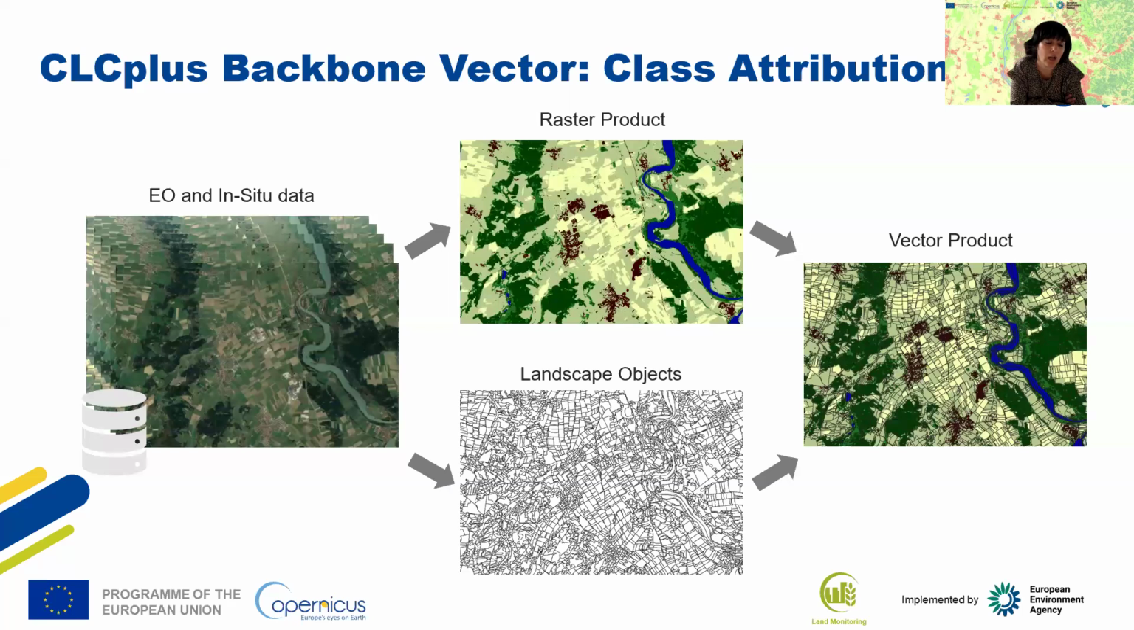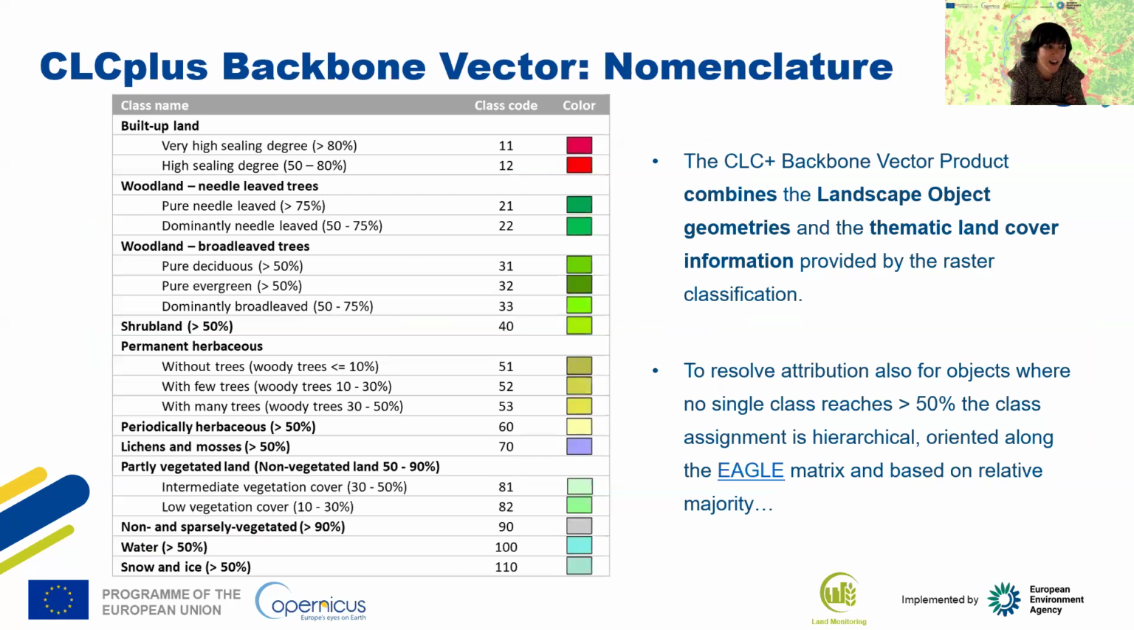As I mentioned, we will have these landscape objects that are coming from Earth observation and in situ data. And together with the raster product presented by Fabi, we create the vector product. So what does the vector product finally look like? Can you go to the next one, please? We have a nomenclature of 18 classes compared to the 11 coming from the raster. And it's kind of an aggregated product because, of course, it's carving into the landscape object geometries the thematic land cover information coming from the raster.